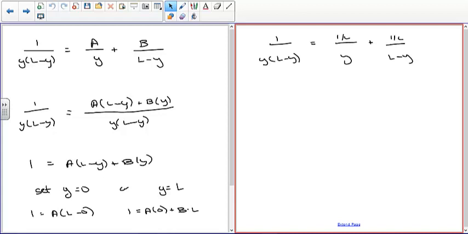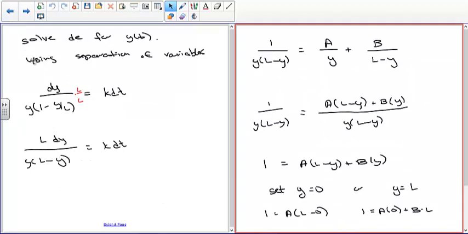We've gotten to the point where we were able to take the term 1 over y times L minus y and change it into 1 over L times the individual terms in the denominator. So what I need to do is go and borrow this equation here somewhere, right here.